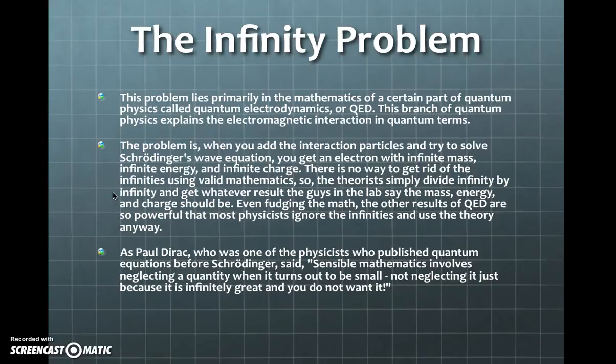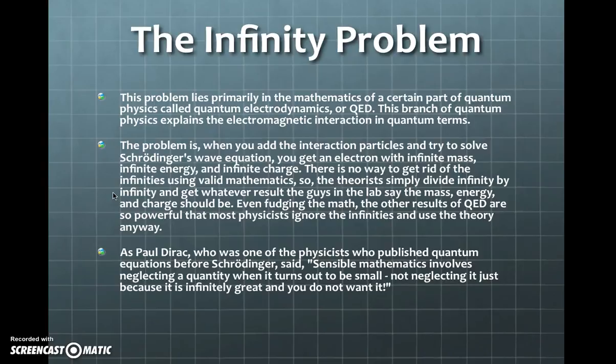So theorists simply divide infinity by infinity and basically plug in whatever numbers they like. So they've fudged the maths. The other results of QED are so powerful that most physicists ignore the infinities and use the theory anyway. So this idea of QED is actually really quite a powerful part of modern physics, and your mobile phone essentially works because of it.